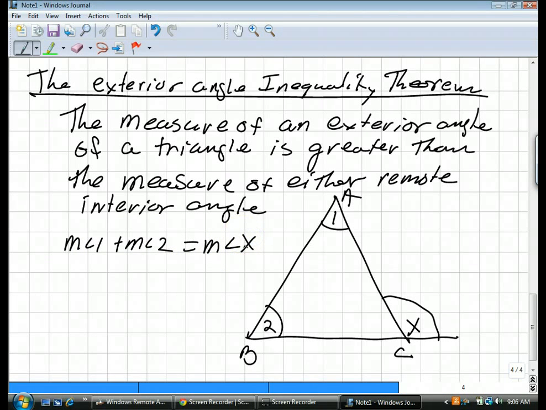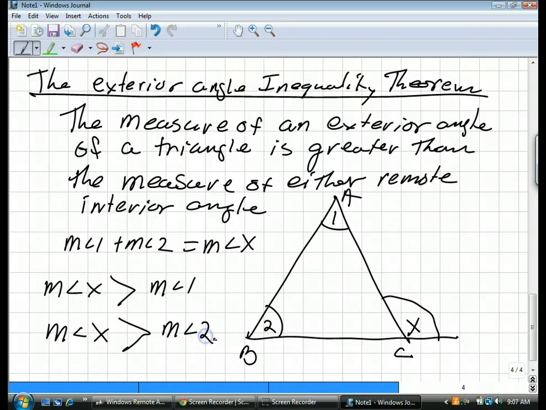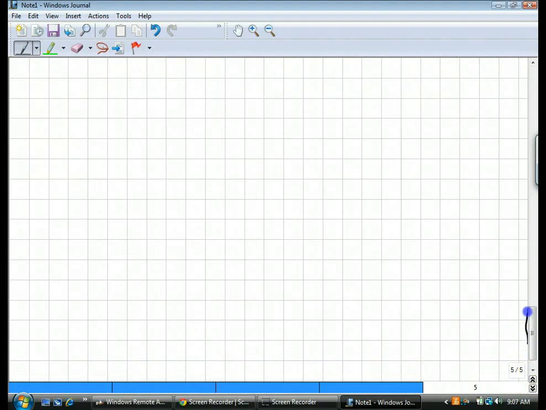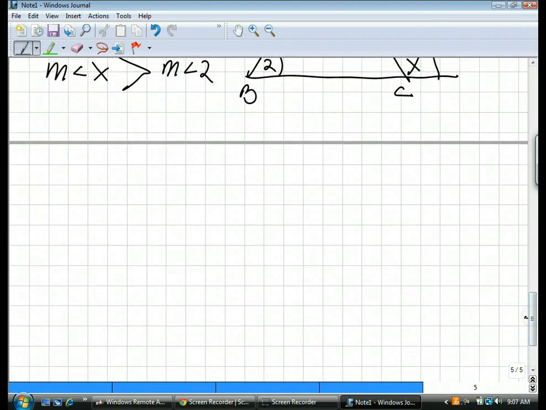Okay? So the exterior angle inequality theorem is just a restatement of the fact that the whole is greater than either of its parts. So what this theorem says, it says measure of angle X has to be greater than measure of angle 1, and measure of angle X has to be greater than measure of angle 2. Okay, so it's just a restatement, basically, of that property.